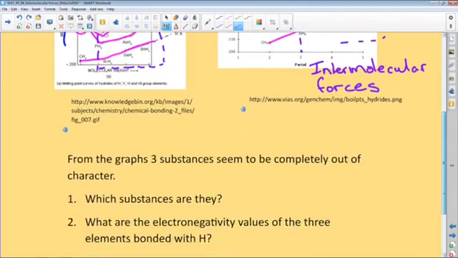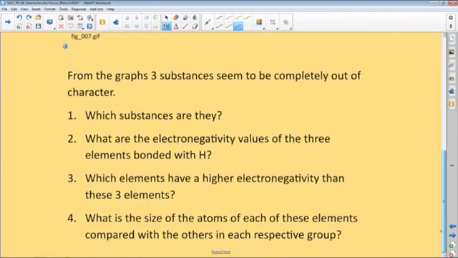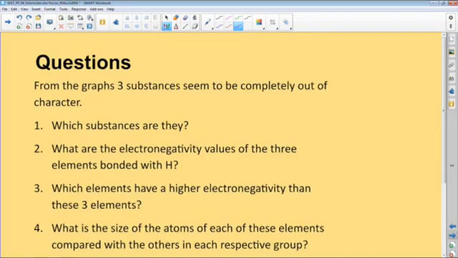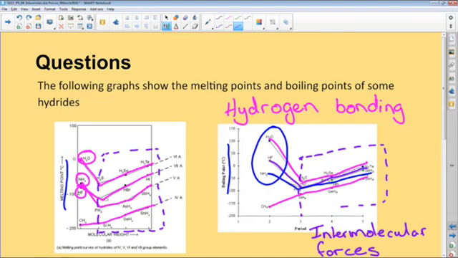Now, a typical question that you can get asked is from the graphs, three substances seem to be completely out of character. Which substances are they? What are the electronegativity values of the three elements bonded with H? Which elements have a higher electronegativity than these three elements? And what is the size of the atoms of each of these elements compared with the others in each respective group? Okay, so let's talk about these.